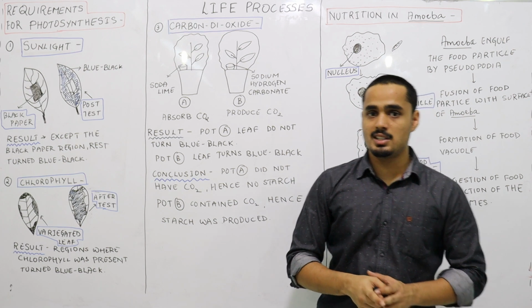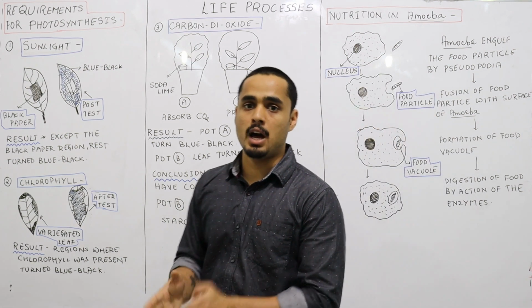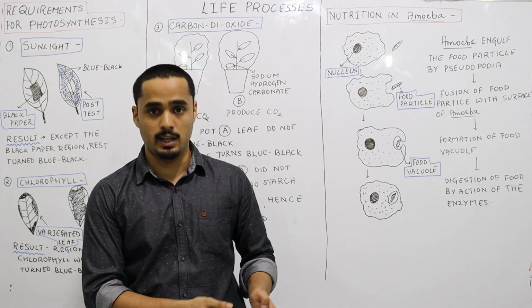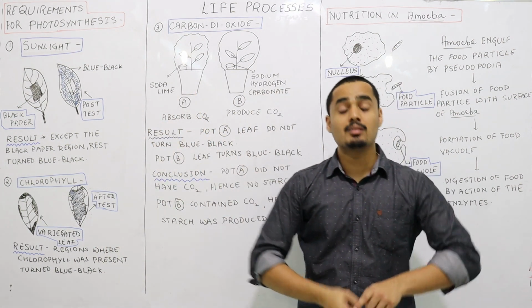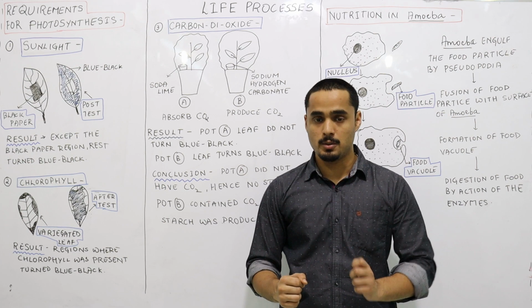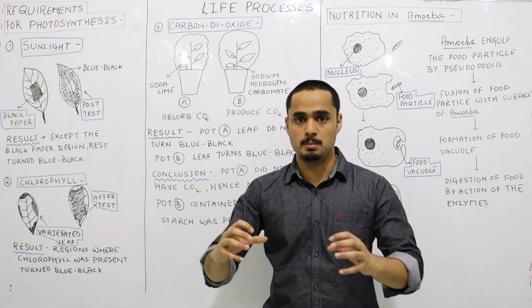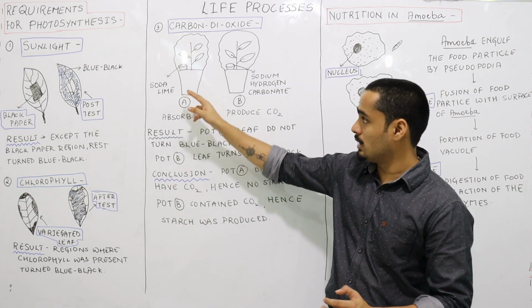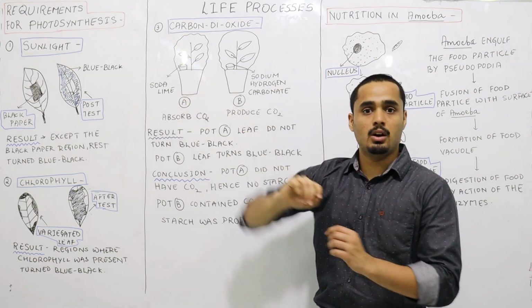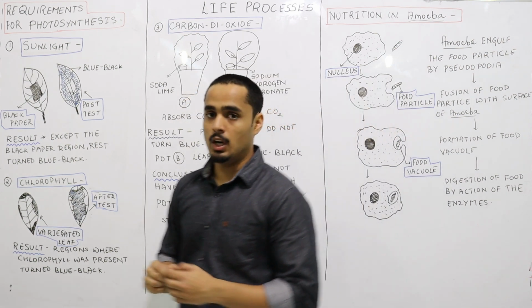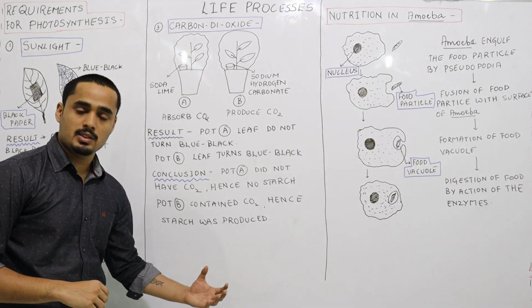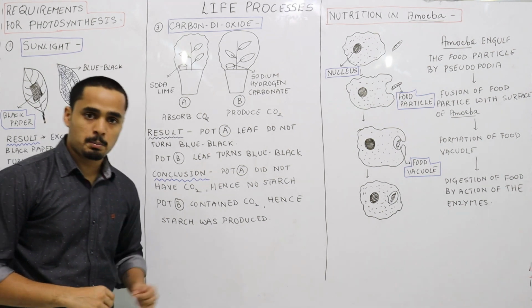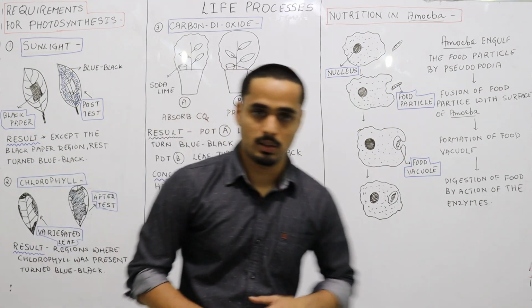Do you remember the third step? That is reduction of carbon dioxide to carbohydrate. Now if there is no carbon dioxide, there is no carbohydrate, meaning there is no starch being produced. If there is no starch being produced, the leaf of pot A will not turn blue-black. This is how the scientists concluded that carbon dioxide is a requirement for photosynthesis.